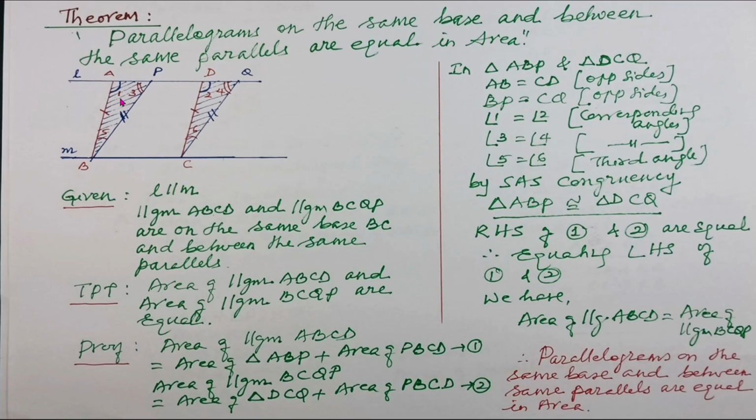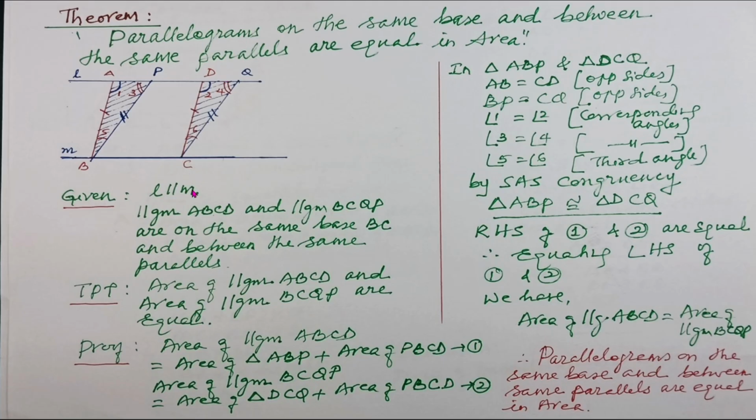So now what is given to us? L is parallel to M, and parallelogram ABCD and parallelogram PBCQ are on the same base BC and between the same parallel lines L and M. Now we have to prove that area of parallelogram ABCD and area of parallelogram PBCQ are equal.